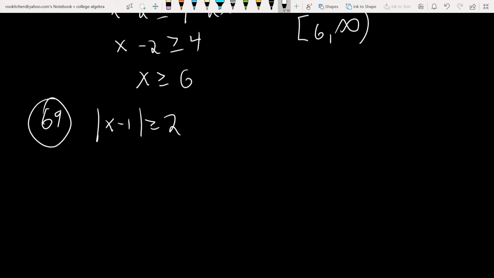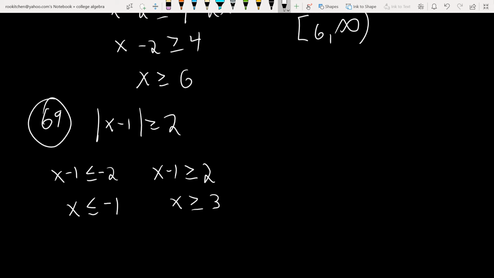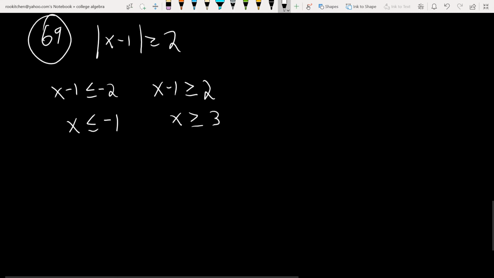So in this case, you have to go x minus 1 less than or equal to negative 2, or x minus 1 greater than or equal to 2, positive 2. Okay, so I'm going to add 1 to both sides, x less than or equal to negative 1. Yeah, so that's one interval, and then the other interval, add 1 to both sides to get x greater than or equal to 3.